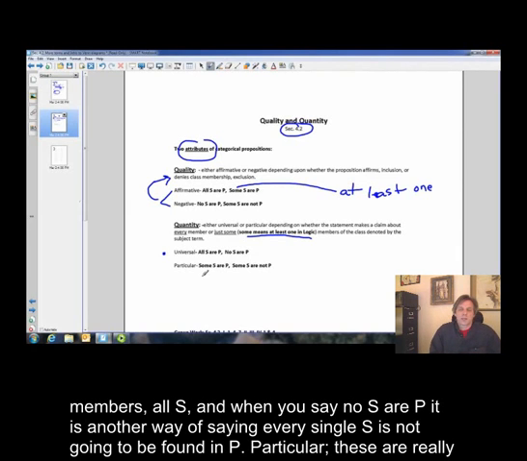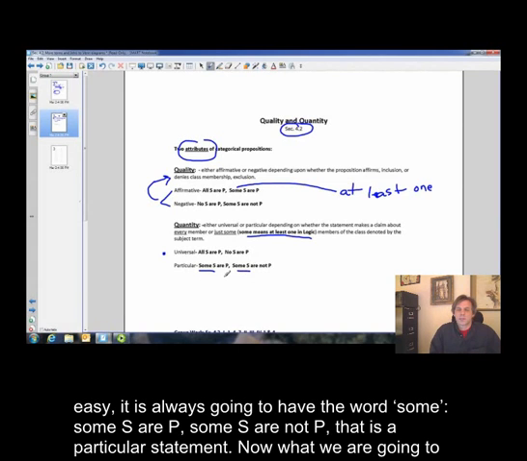Particular, these are real easy. It's always going to have the word some. Some S or P, some S or not P. That is a particular statement.